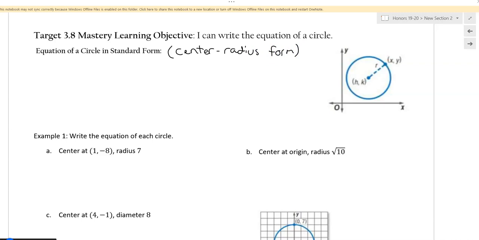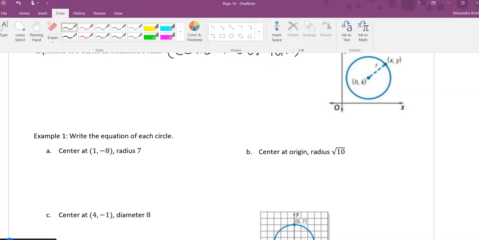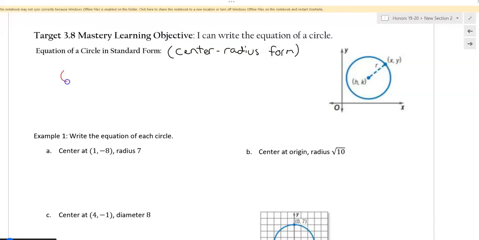Okay. And so the center radius or standard form of a circle is (x minus h) squared plus (y minus k) squared equals r squared. We call it center radius form because what's here and here gives us our center. So our center is then at (h, k).